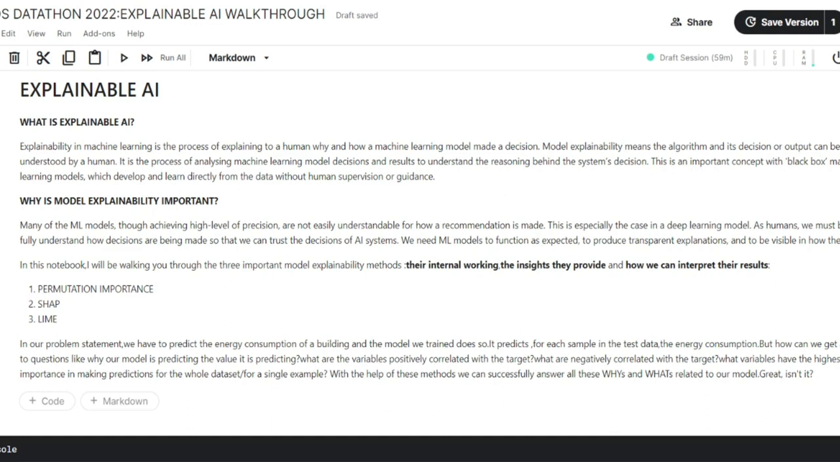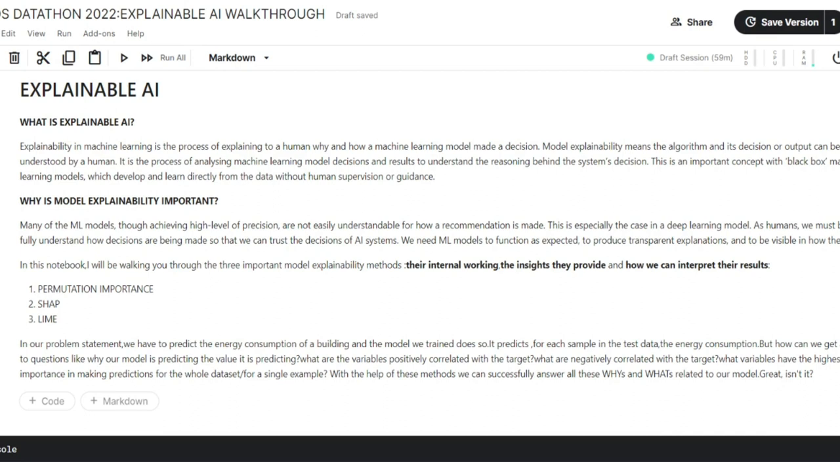We need the ML models to function as expected, to produce transparent explanations and be visible in how they work. Take a real world example: if you go to a chemist and they give you a bottle of medicine or a drug that doesn't have any label on it, will you take it? No, any sane person won't take it because you don't know what that medicine is. There is nothing about that medicine that you know. It's just a bottle, and you don't even know if that's a medicine, so you won't take it, right? There is no trust if that medicine bottle does not have a label on it.